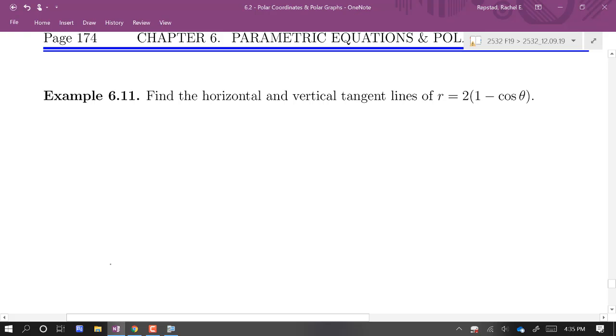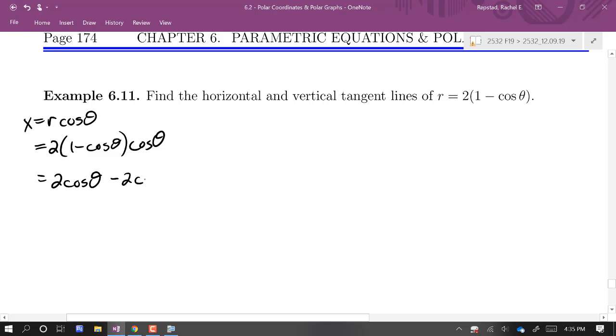All right, so again, we'll start the same way. Let's get the parametric equations. So x is r cosine theta. So that's 2 times 1 minus cosine theta, times cosine theta. I think I'll expand everything. So 2 cosine theta minus 2 cosine squared theta.